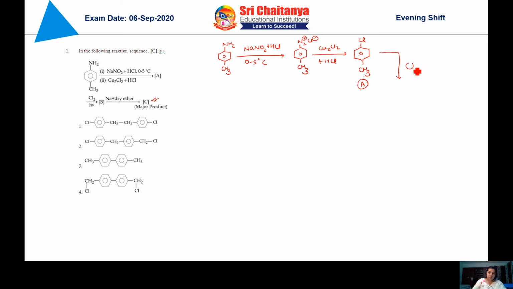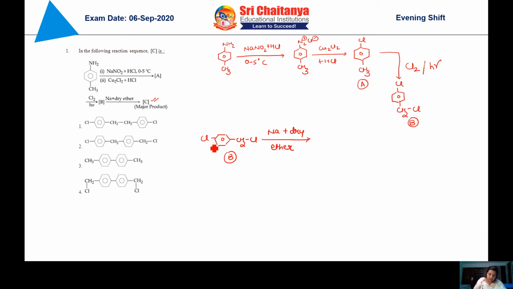Now it is reacted with chlorine in the presence of sunlight or photons. So it is a free radical substitution reaction, and it will not take place on the aromatic ring. The alkyl side chain is going to be substituted. So this is our B. Let me write B again here. It is this B which is subjected to Wurtz reaction, sodium plus ether.